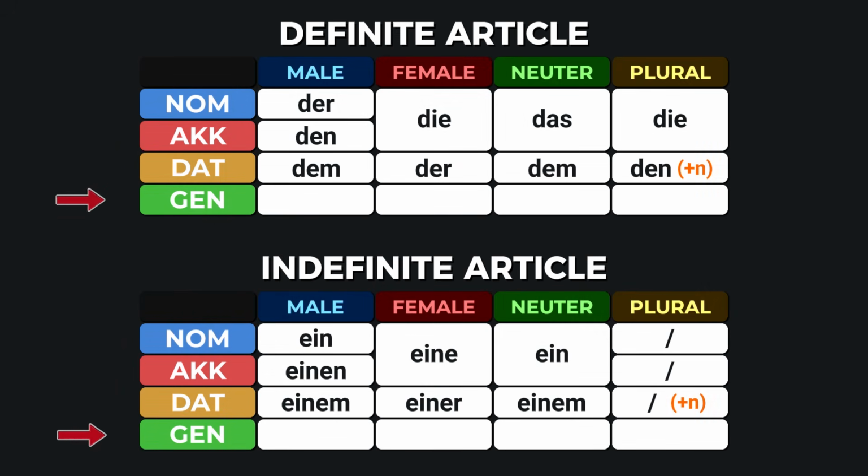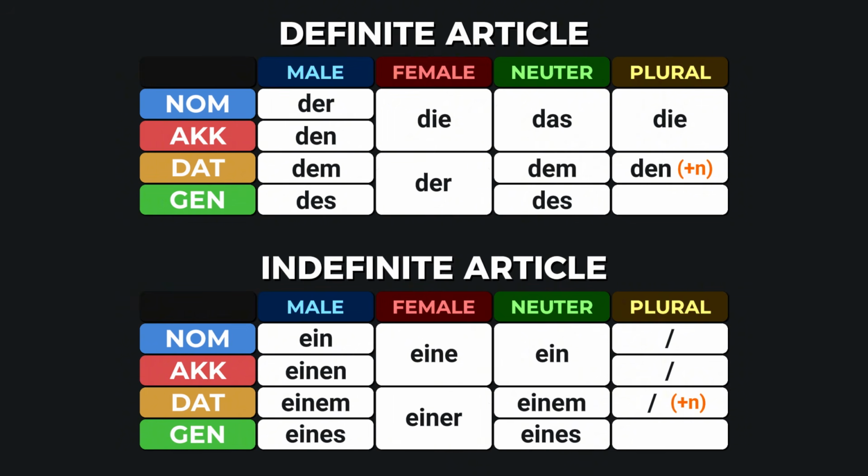We're almost done. Let's look at the last of the four cases, the genitive. Again, both der and das change their form, but this time it's des. The same change is true for male ein and neuter ein, which become eines. The genitive form of die is also der, and eine is also einer, exactly like in the dative. Plural die changes to der as well, and the indefinite article for plural nouns doesn't exist at all. It's grammatically impossible, but I'll show you in a minute.